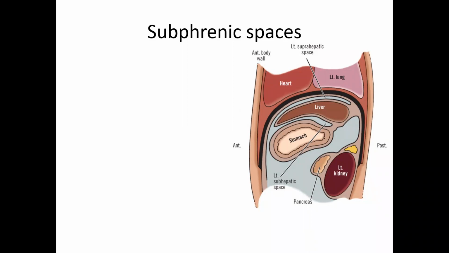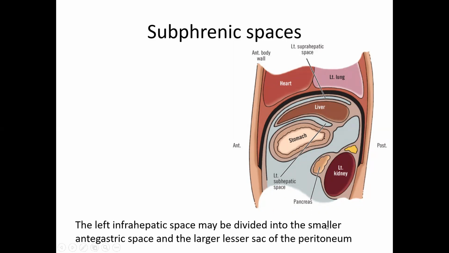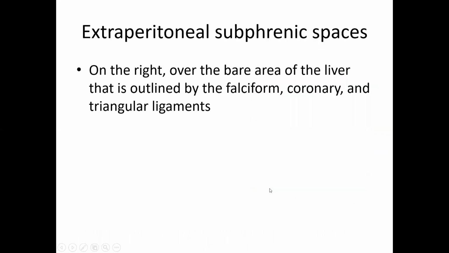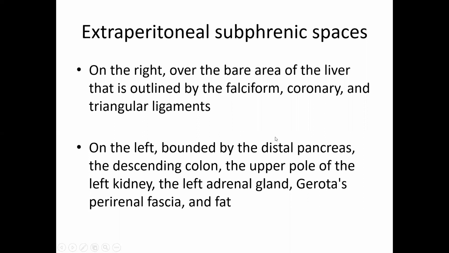So there are 6 subphrenic spaces: right anterior, right posterior, left anterior, left posterior (the lesser sac), and right and left extraperitoneal spaces. The left subphrenic space is divided into a smaller antegastric space and a larger lesser sac. On the right, over the bare area of the liver, outlined by falciform, coronary, and triangular ligaments, is the right extraperitoneal subphrenic space. On the left, this is bounded by distal pancreas, descending colon, upper pole of left kidney, left adrenal, and Gerota's perirenal fascia. This is the continuation of fascia transversalis, which encloses the left kidney and the fat related to the left extraperitoneal subphrenic space. Infection of these areas will result in pus accumulation in the extraperitoneal spaces.